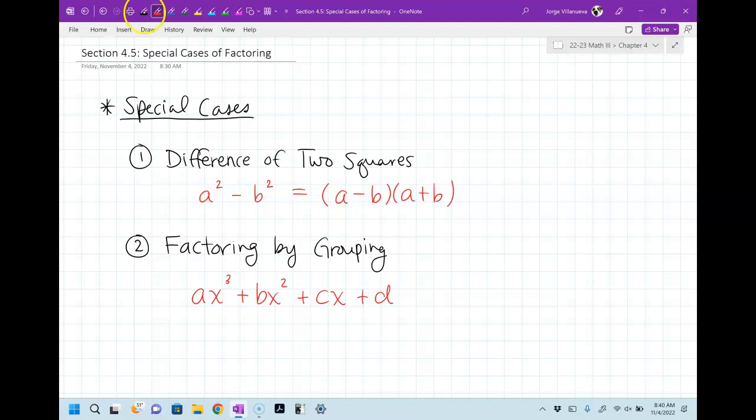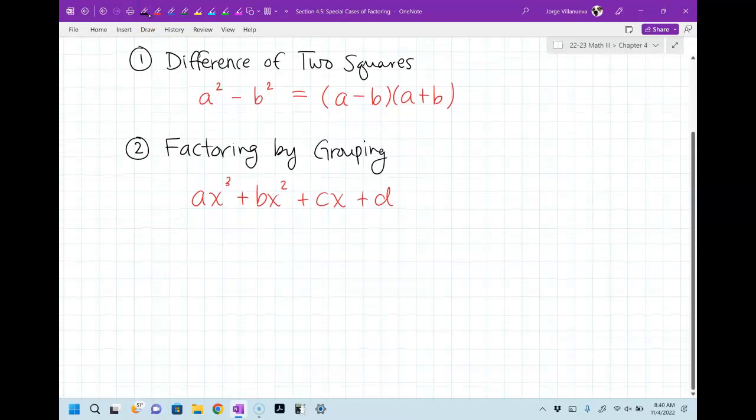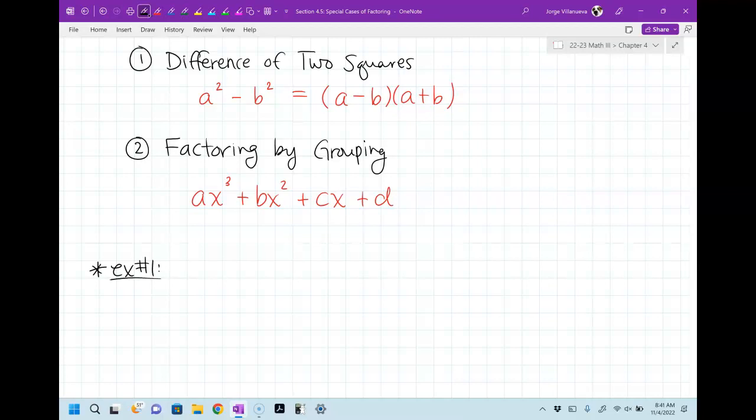So let's go ahead and start off with the difference of two squares portion, okay? So this is example number 1. Factor. I'm going to put difference of two squares, just so you know, like, okay, these are the ones that have the difference of two squares. And then I'm going to put a little hint right here, okay?